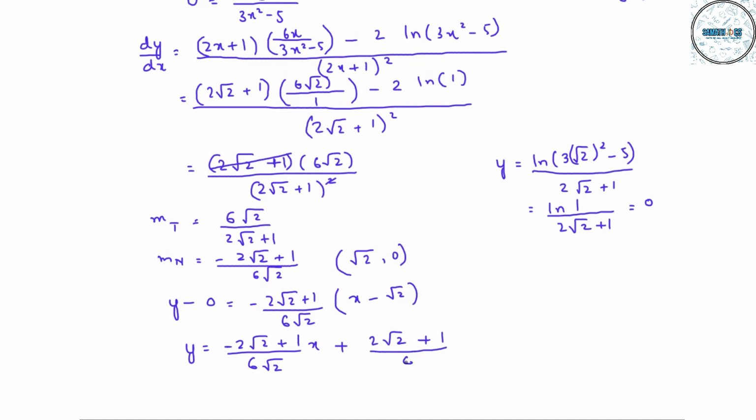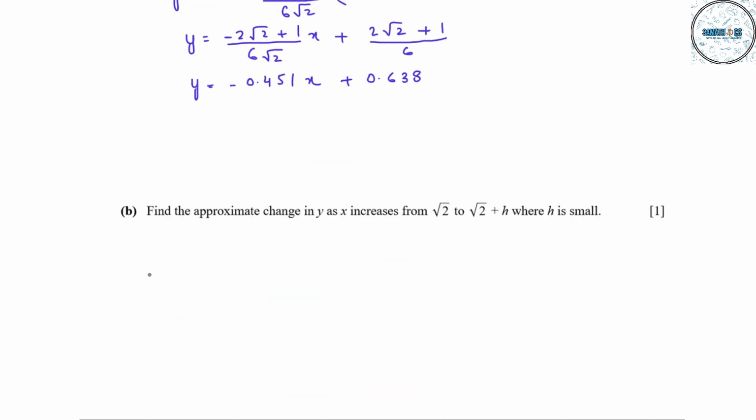upon 6. This √2 will be cancelled out with √2 when we multiply −(2√2 + 1)/(6√2) by √2. So we have the final answer as y = −0.451x + 0.638.